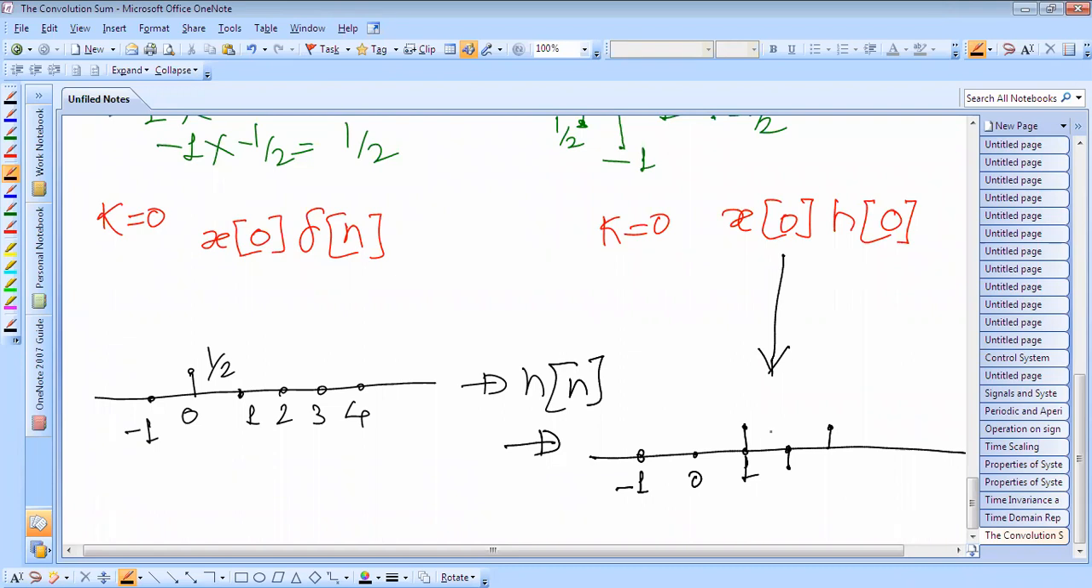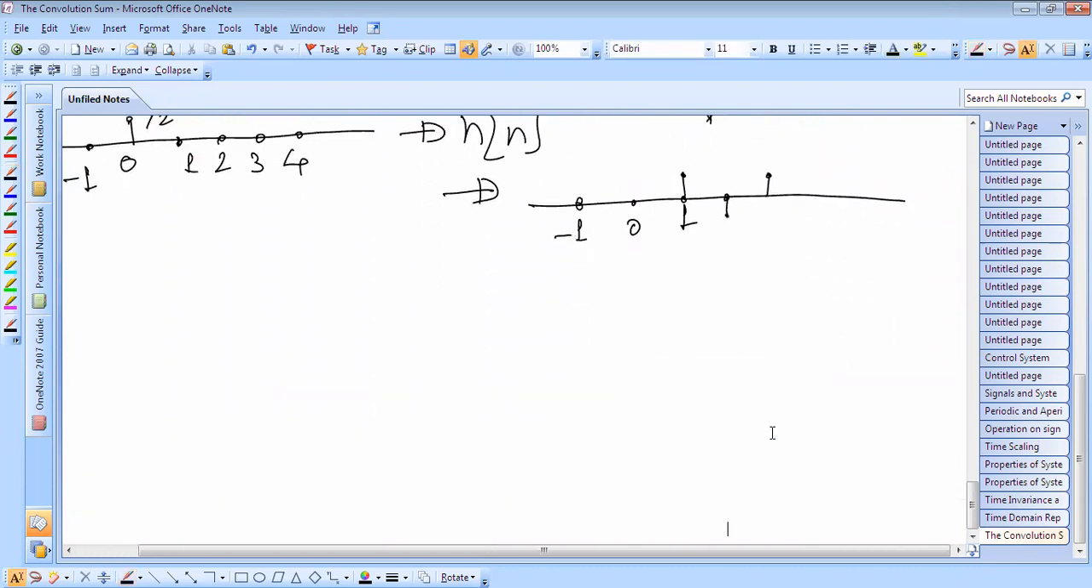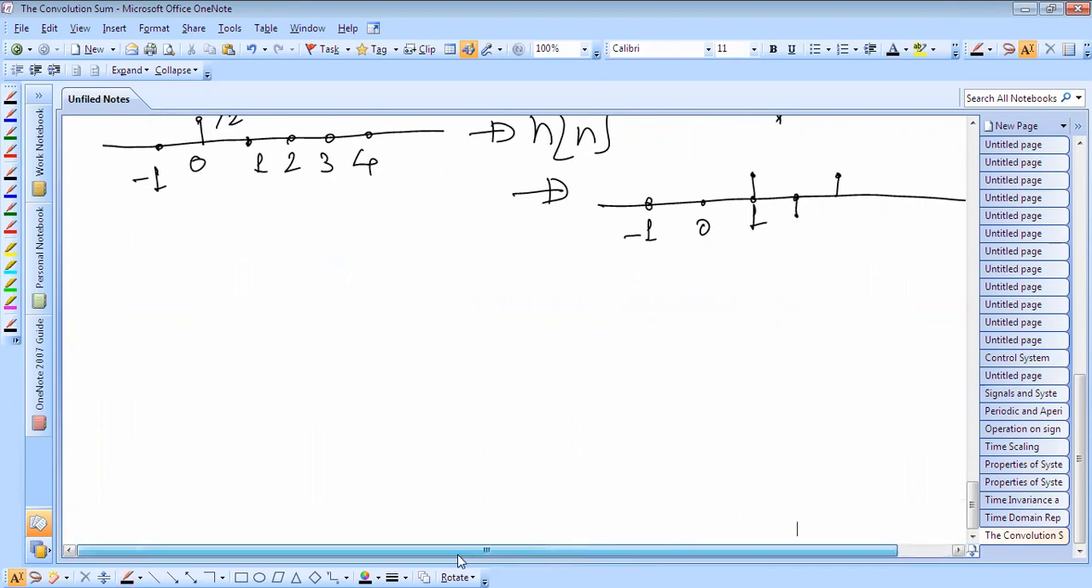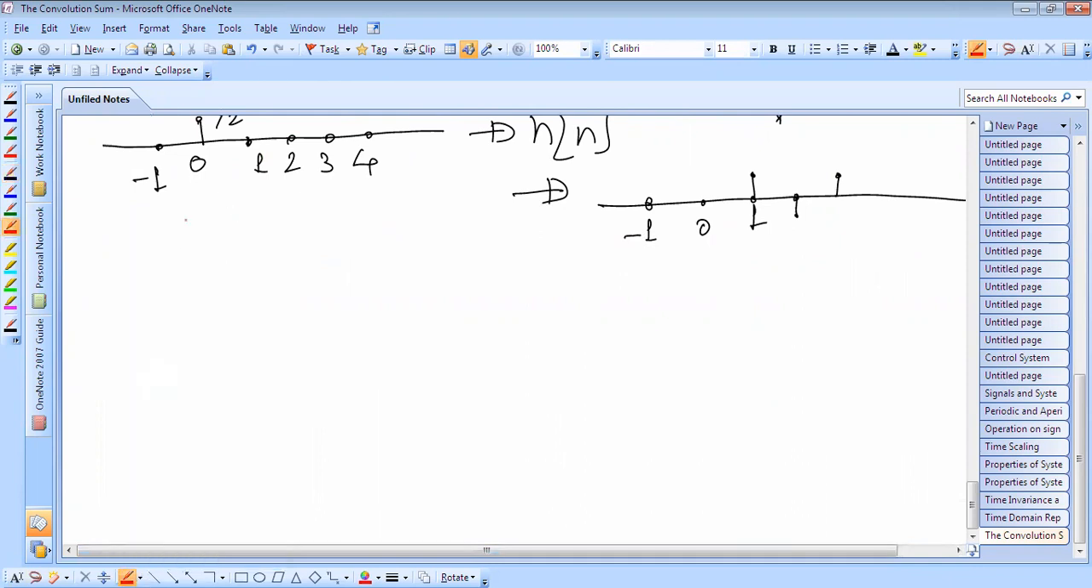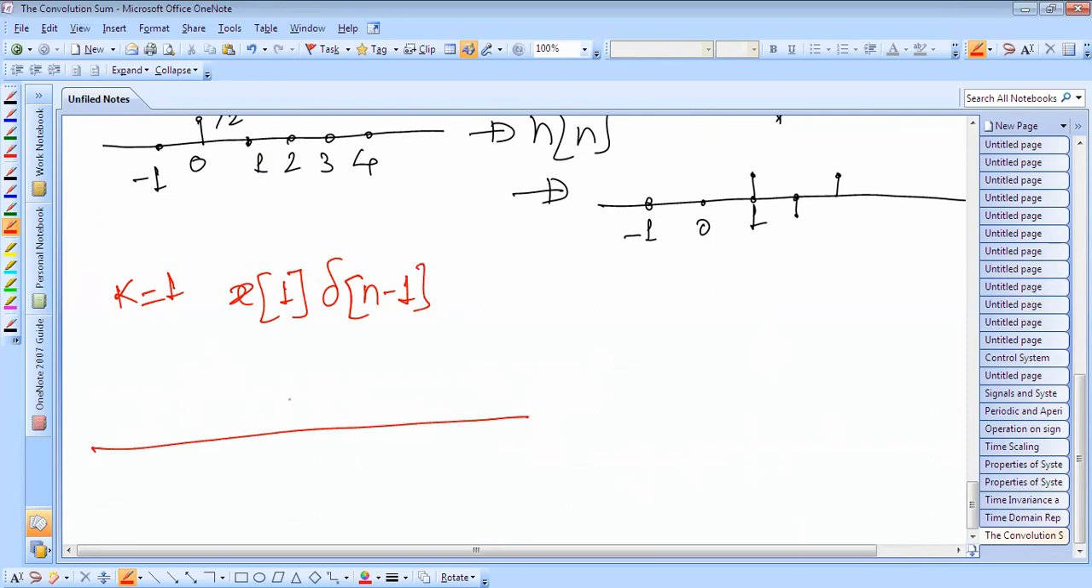Similarly, for k is equal to 1 now, your signal will become x of 1 into delta of n minus 1. So for this, your input signal will become like this. We are considering now the third decomposed signal, that is 1.